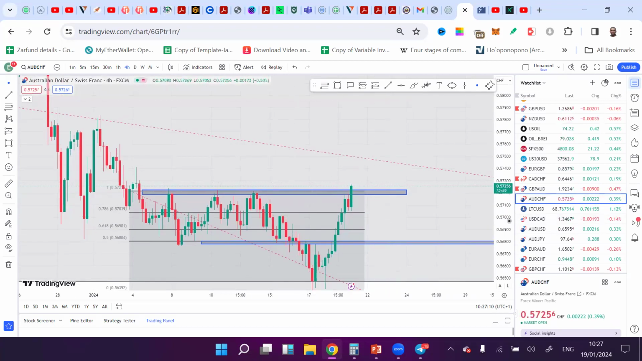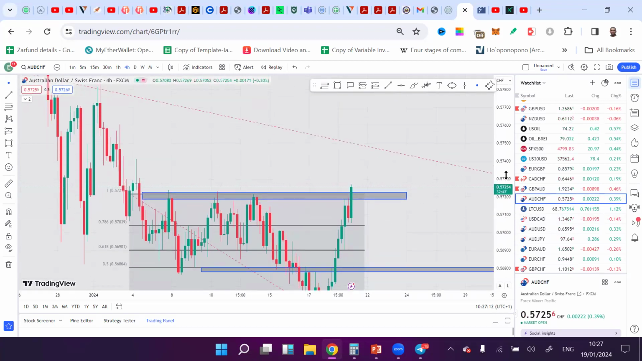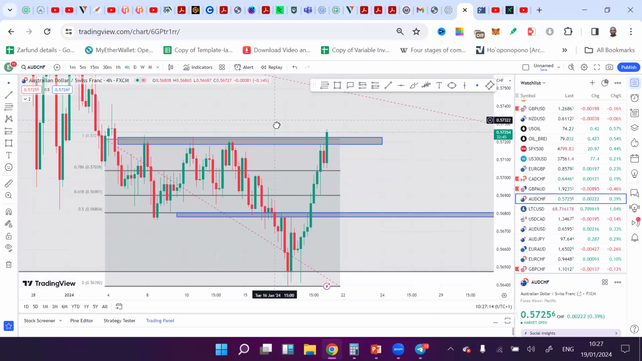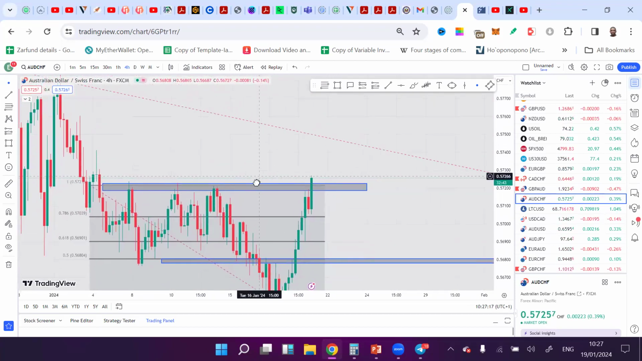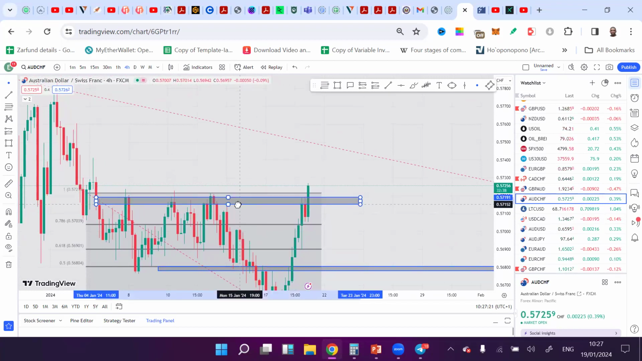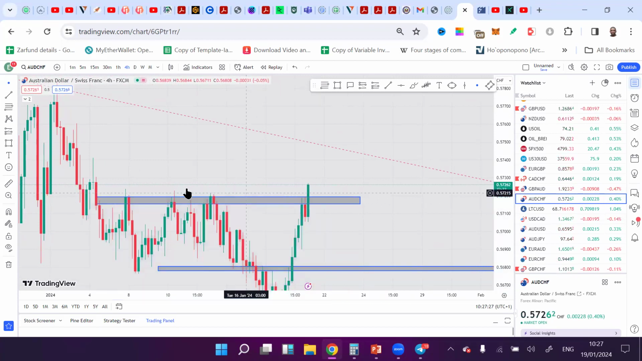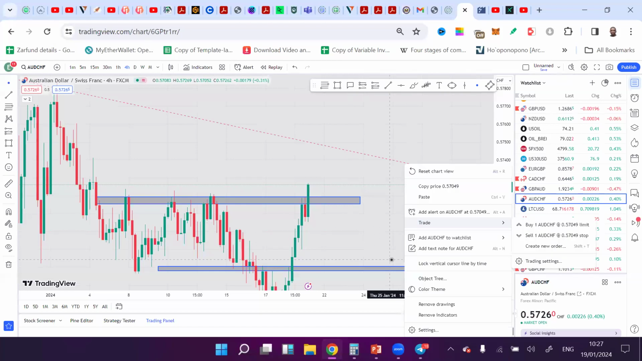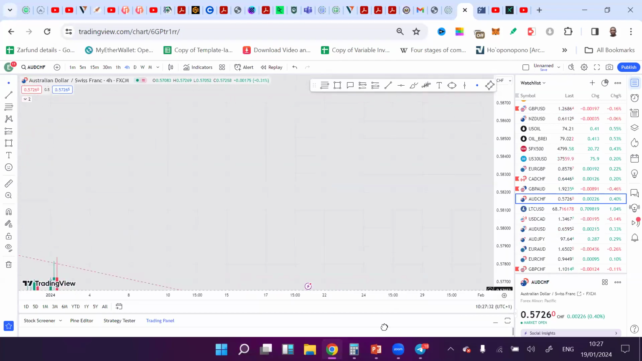Okay. This is AUDCHF. AUDCHF is on a buying spree, buying, right? But this time, we can see something here. We can see that AUDCHF is currently breaking out of a resistance zone now. It's currently breaking out of a resistance zone.